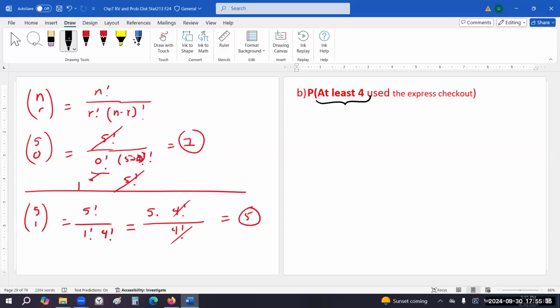At least 4 means 4 or more, right? So 4 or 5, 4 or more. So you're looking for the probability that x equals 4 and the probability that x equals 5, because we have a total of 5 people to work with. So what do we write for the probability x equals 4?